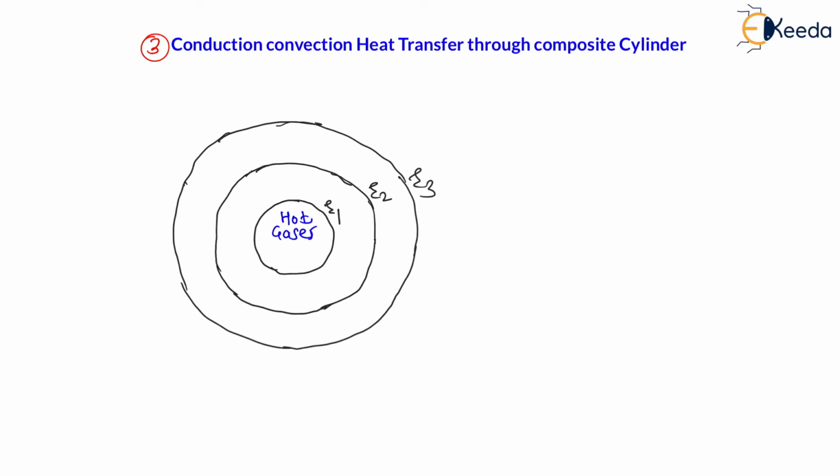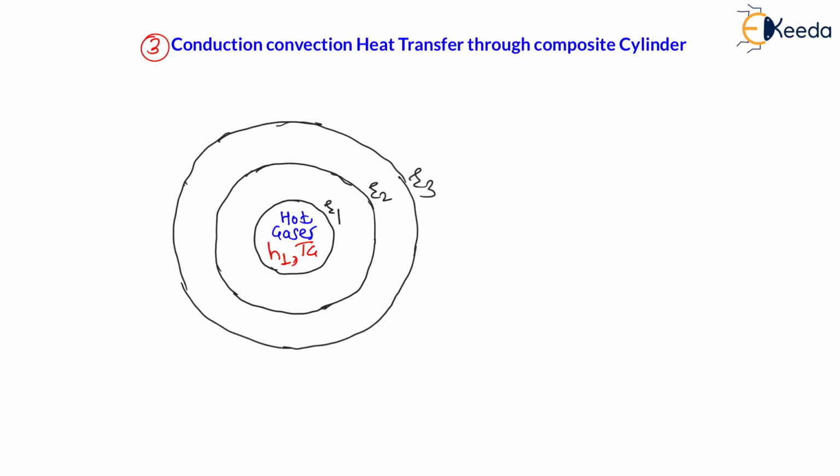Therefore, as there is a gas between the inside surface of this cylinder and this gas, there will be a convective heat transfer coefficient H1. H1 is the convective heat transfer coefficient between the inside surface of the first cylinder and the inside gas, and this convection is exposed to the area A1. And let us say the temperature of this hot gas is Tg.